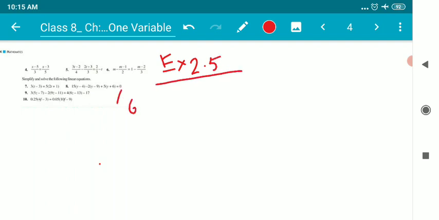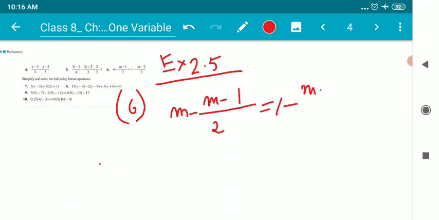Question number 6, because you all had got problems in this question, so this is what I have chosen over here to discuss. Question number 6: m minus 1 by 2 is equal to 1 minus m minus 2 by 3. Children, if you understand this question, it will help us to understand almost every question of this exercise having similar pattern of dealing with equations.